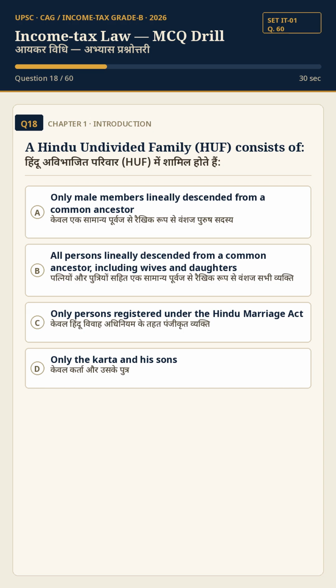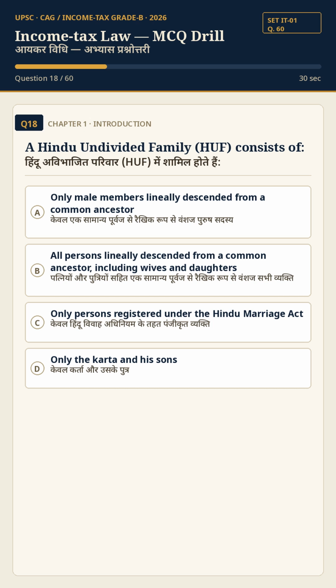Question 18. A Hindu undivided family, HUF, consists of Option A, only male members lineally descended from a common ancestor. Option B, all persons lineally descended from a common ancestor, including wives and daughters. Option C, only persons registered under the Hindu Marriage Act.